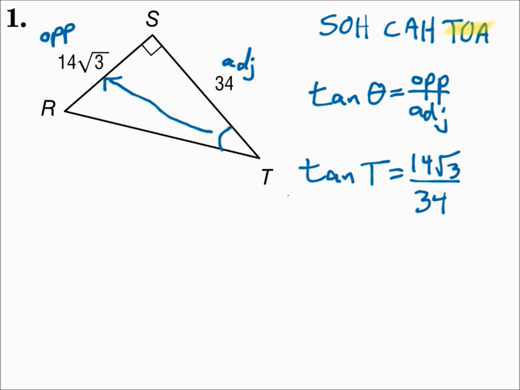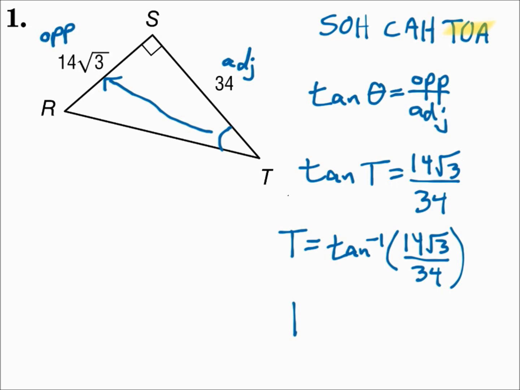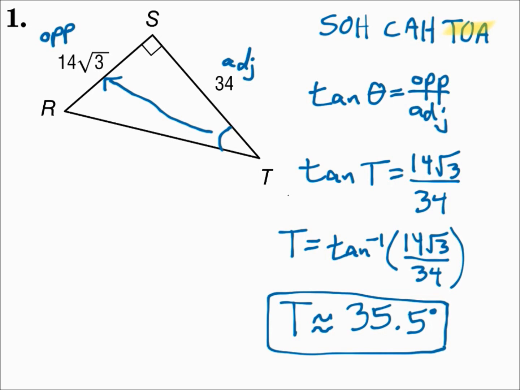Since I'm looking for angle T, I'm going to do the arc tangent. T equals the arc tangent of 14 square root of 3 over 34. When you punch that in your calculator, T is approximately 35.5 degrees. Be careful with your parentheses on the calculator. Make sure everything is punched in correctly. And since we're looking for an angle, our answer will be in degrees.